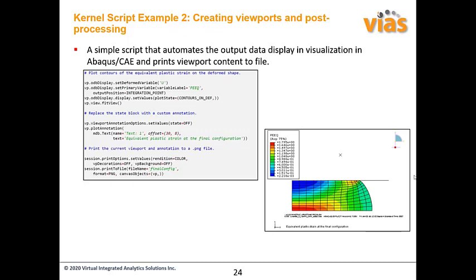Here's another very, very good small, short kernel script for creating viewports and post-processing. Here, what I'm trying to do is I have written this very small script. Through this script, in the post-processing, I want to find out the equivalent plastic strain. So rather than going to the von Mises stress or anything, I can get straight to the equivalent plastic strain and then create a picture snapshot of this. So this is very useful also for doing customized post-processing.